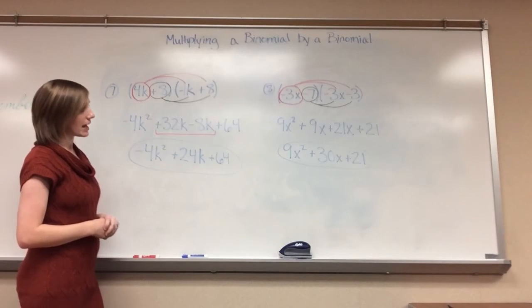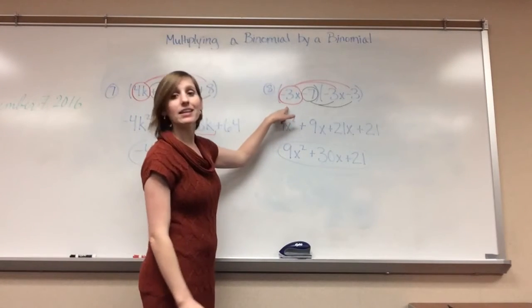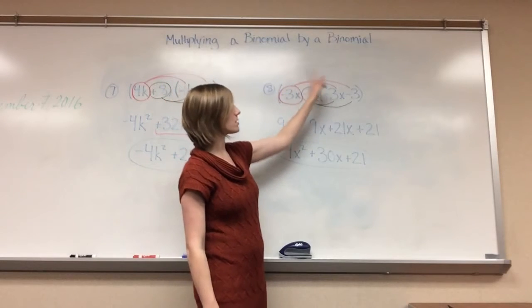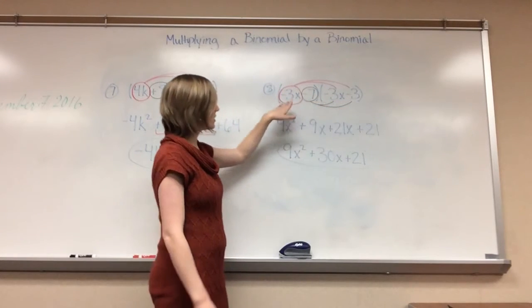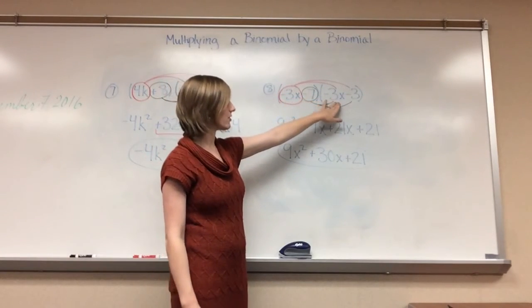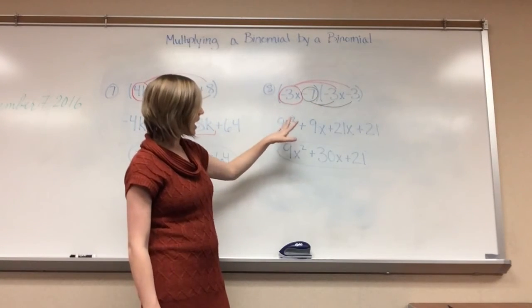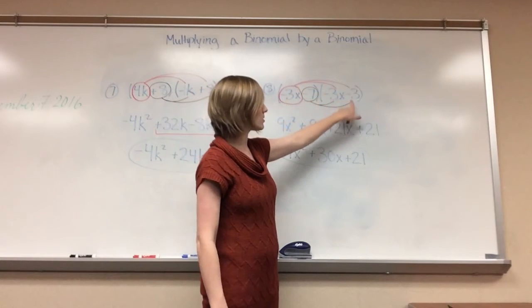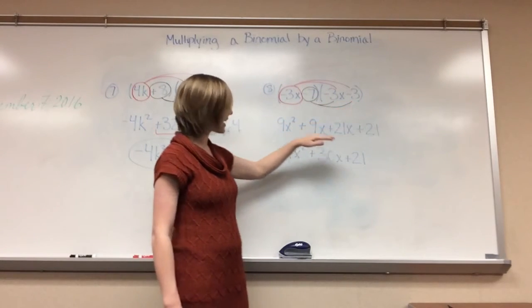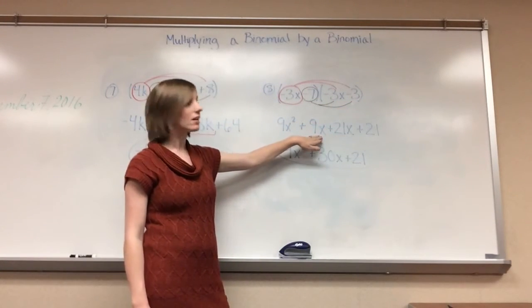For problem number 8, I multiplied the negative 3x to both terms in the second set of parentheses. So negative 3x times negative 3x gave me positive 9x squared. After that, I took negative 3x and multiplied it times negative 3. That gave me positive 9x.